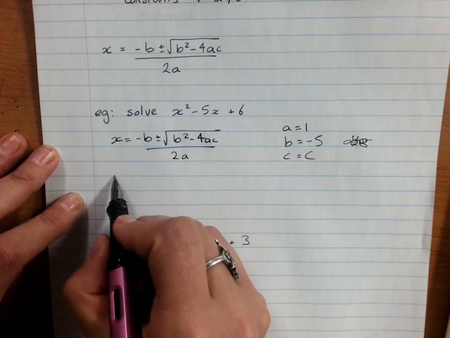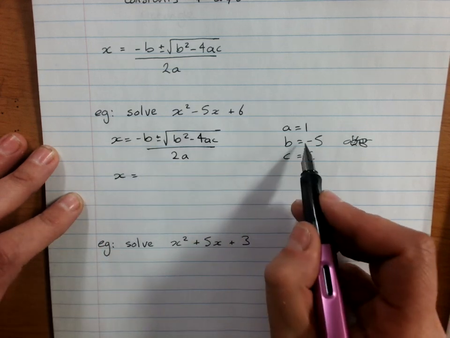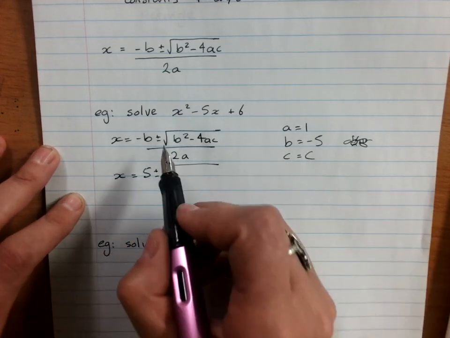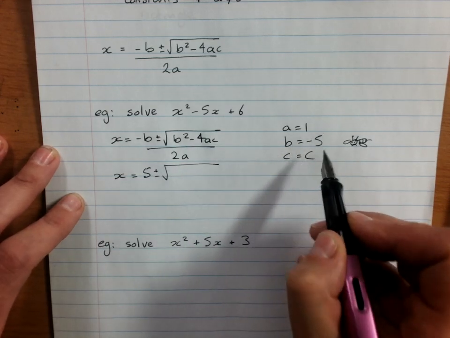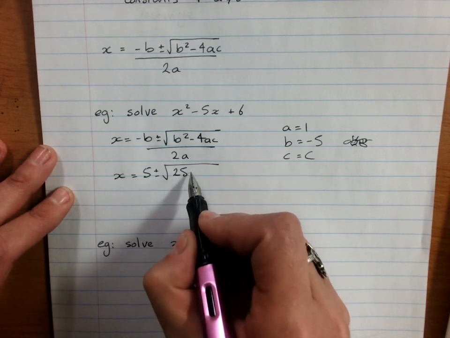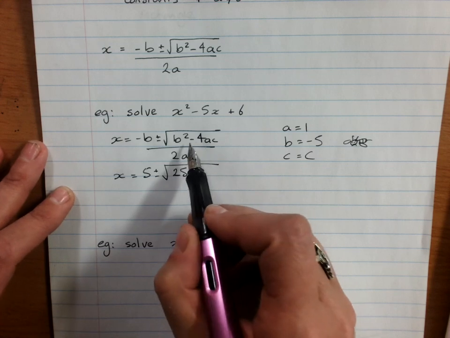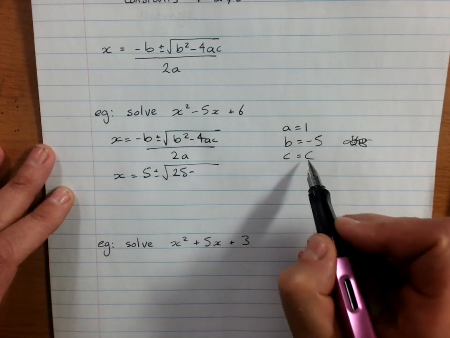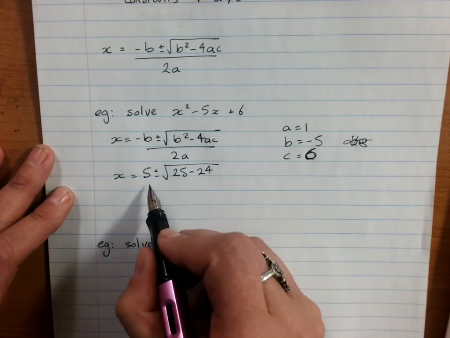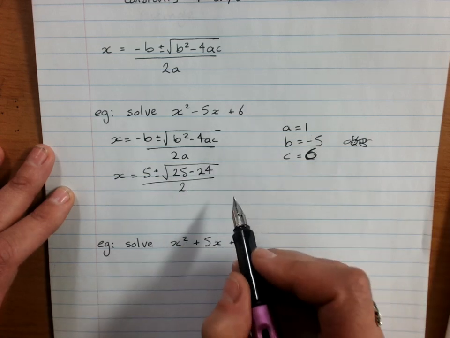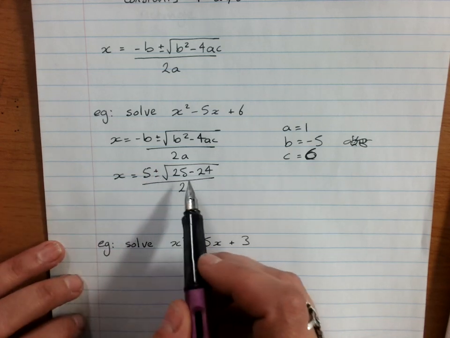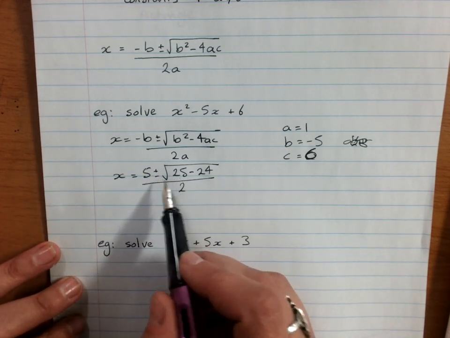We substitute in our values. Now, negative b is 5. Plus or minus the square root of b squared. b is negative 5. Negative 5 times negative 5 is 25. So minus 4 times a times c. Oops, c was 6. Minus 24, over 2 times a, which is 2. So what this works out to is 5 plus the square root of 1, which is 1, divided by 2.